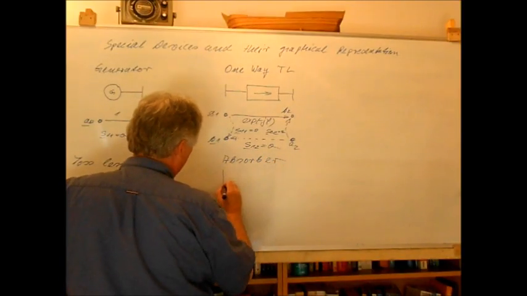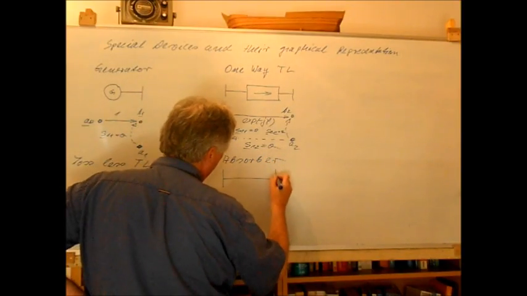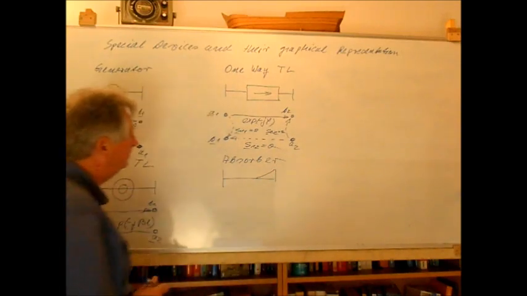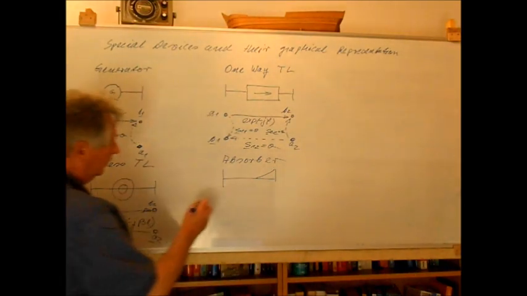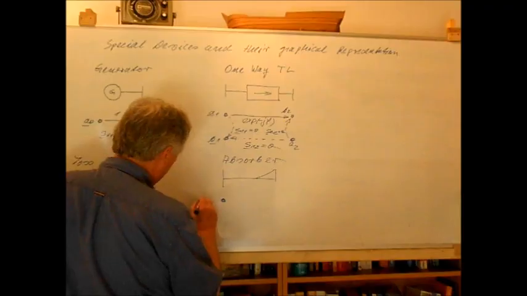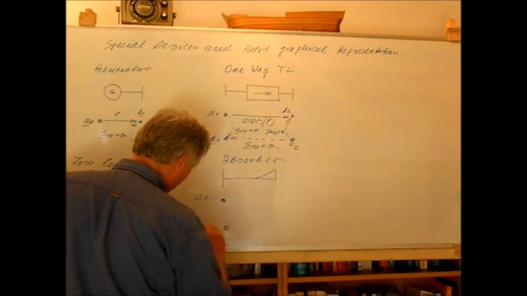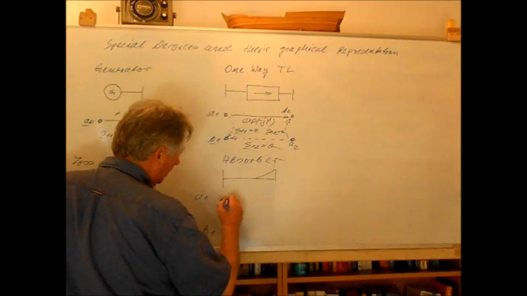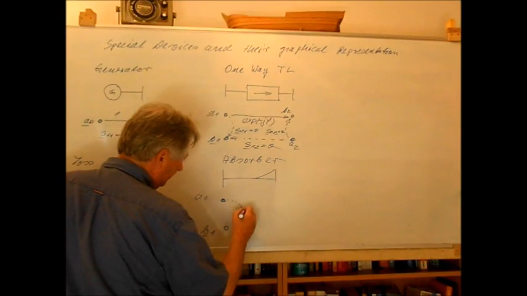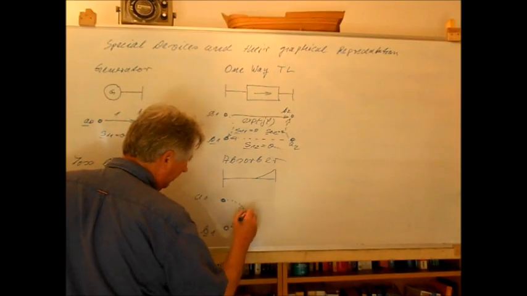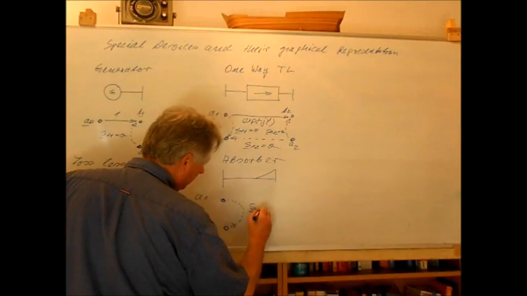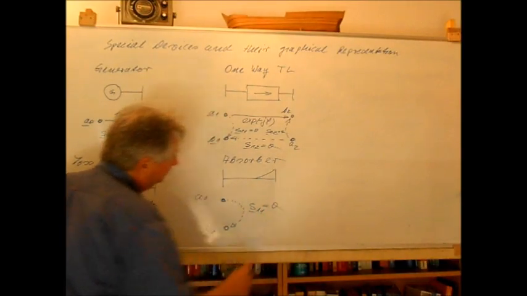It's sketched like this. An absorber is in principle a one-port, and here you have the wave amplitudes A1, for example B1, and if we have an ideal absorber, then the reflection S11 would be 0.